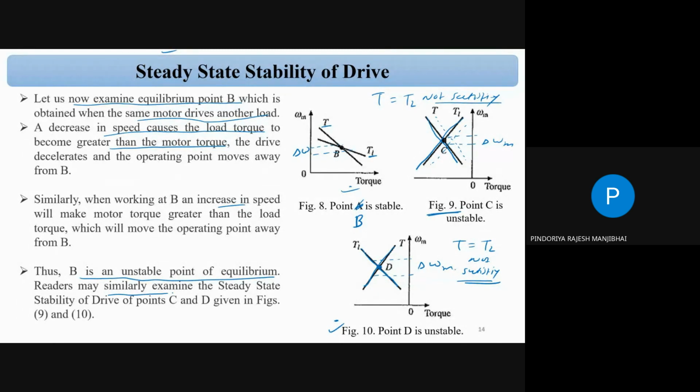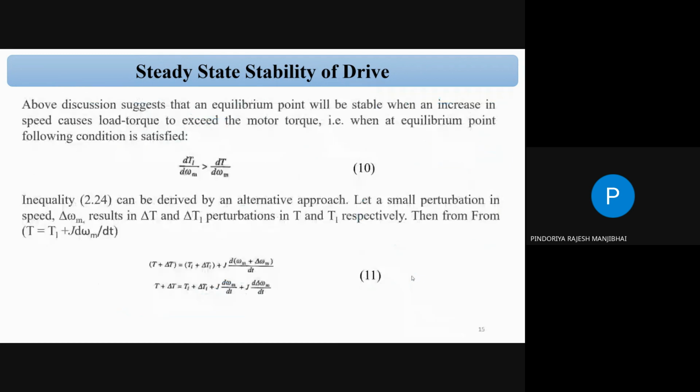The reader may similarly examine the steady state stability for points C and D given in figures 9 and 10. Figures C and D are unstable operation once you give the delta omega m variation. So from the nature of the characteristics of T and TL, we can find out the steady state operation, otherwise the unstable operation of the motor drive.